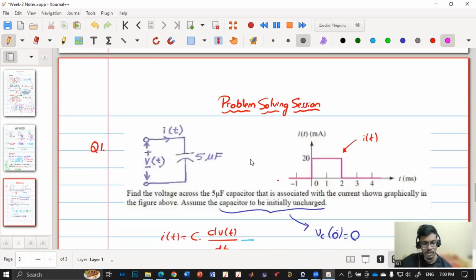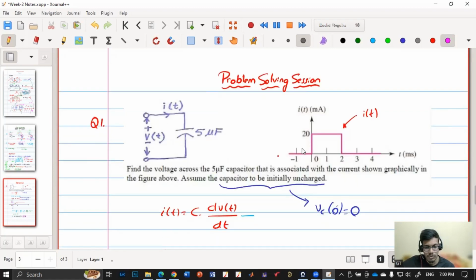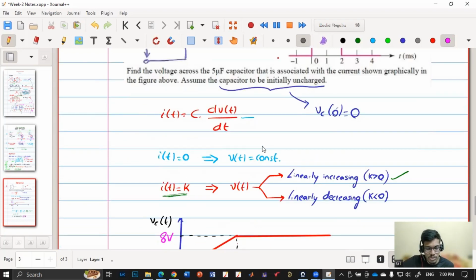Okay. So they have given a voltage source V of t, the voltage across the capacitor, and they have given the I of t waveform. From this I of t waveform, they are asking how the capacitor voltage will look. Before going into the question, I have discussed a few aspects here. We know the relation between the capacitor current and capacitor voltage is this.